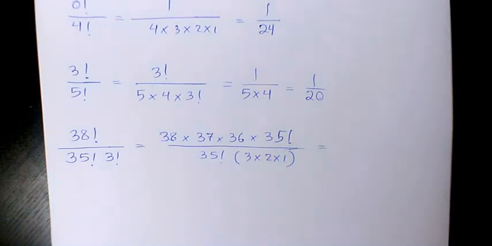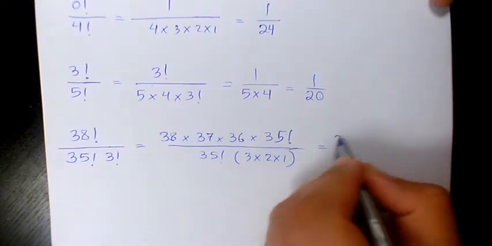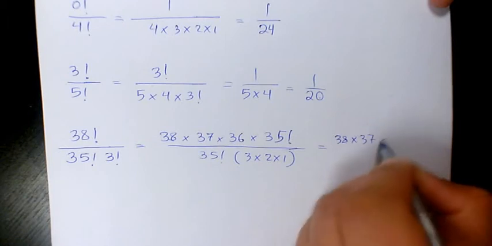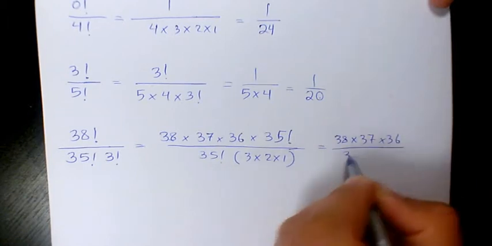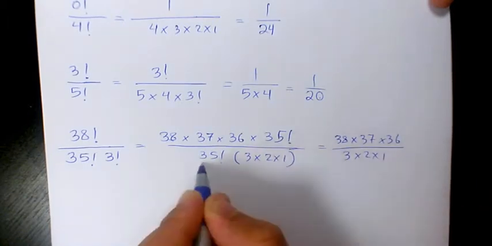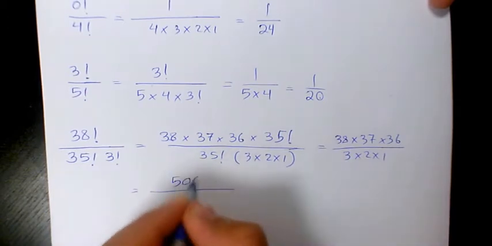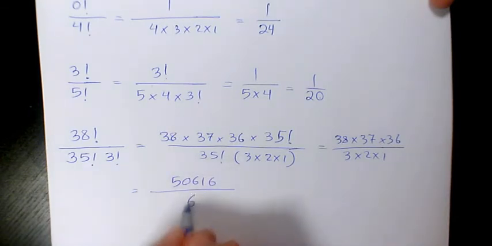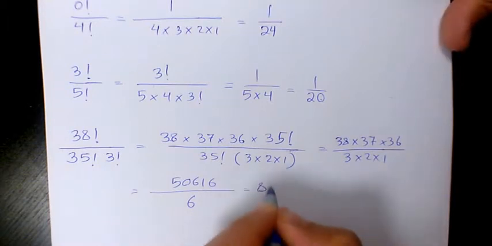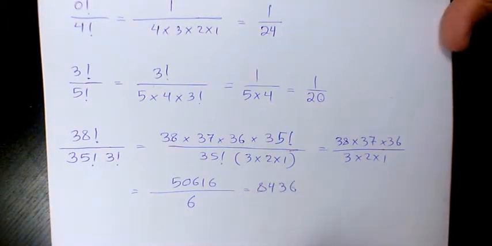Then we need to use the calculator to find out the answer. So it's going to be 38 times 37 times 36 divided by 3 times 2 times 1, because 35 and 35 factorial cancel out. So the numerator is going to be 50,616 and in the denominator we have 6. So when I divide it by 6, I will get 8,436.